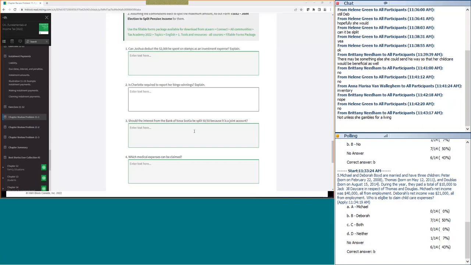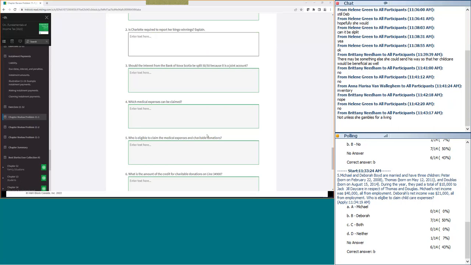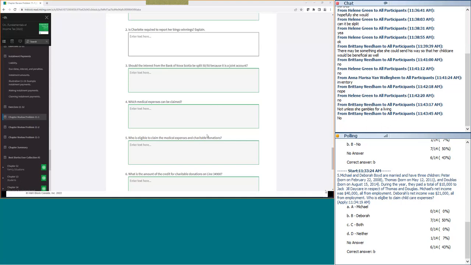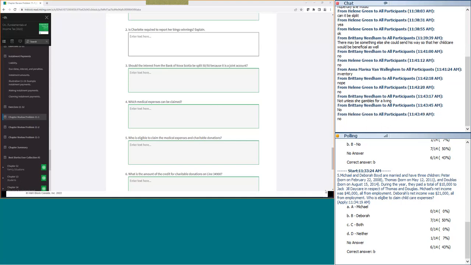Good. All right. Now, they had a Bank of Nova Scotia account. Just a reminder, they did not contribute equally to it. Should the interest in the Bank of Nova Scotia be split 50-50 because it's a joint account? Okay. If you think the answer is yes, give me a green check mark. If you think the answer is no, give me a red X.